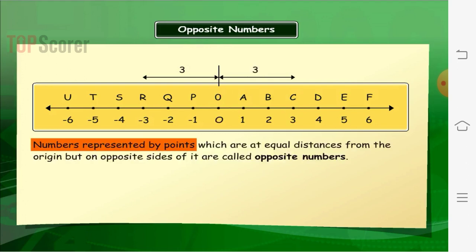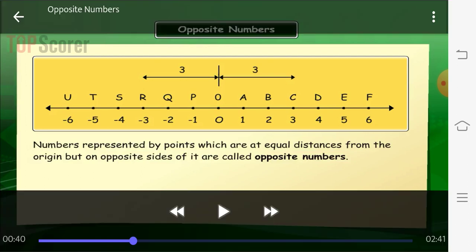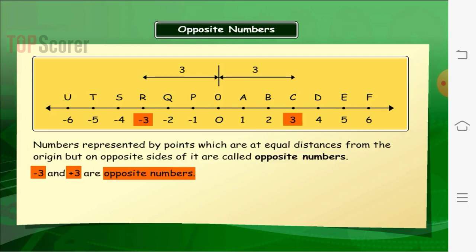Now the numbers represented by points which are at equal distance from the origin but on opposite sides of it are called opposite numbers. Now here children, as you can see, we have taken 2 points just now, that is point R, which represents -3, and point C, which represents +3 or 3. They both are the same numbers but with the opposite sign. So they are at equal distance from the origin, so they are called opposite numbers. So here -3 and +3 are opposite numbers.